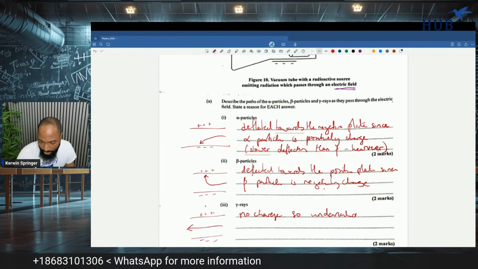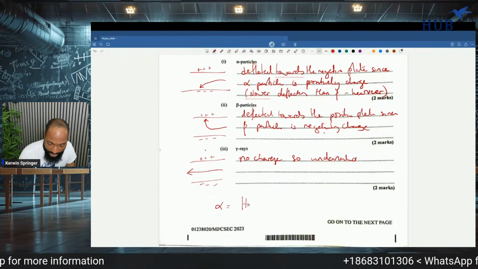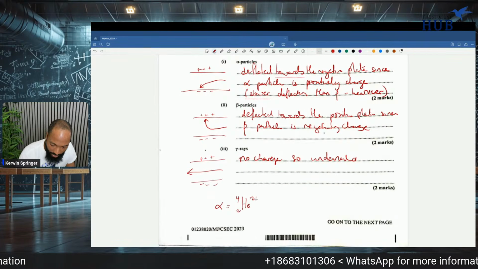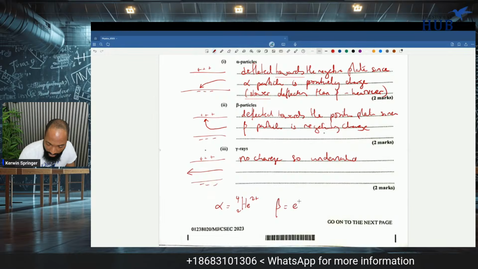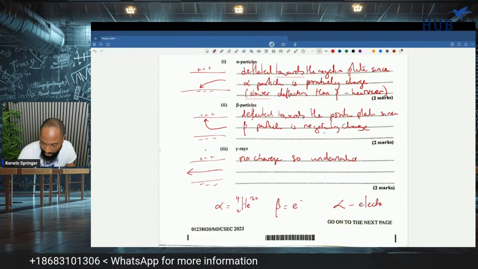What else is something you could note about this? You could note what their particles are. Alpha is like the helium nuclei. Beta is the fast-moving electron. Gamma is electromagnetic radiation.